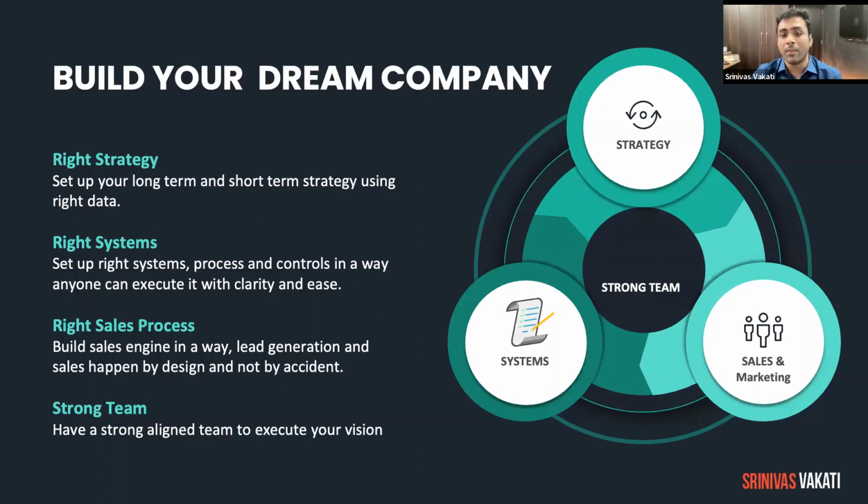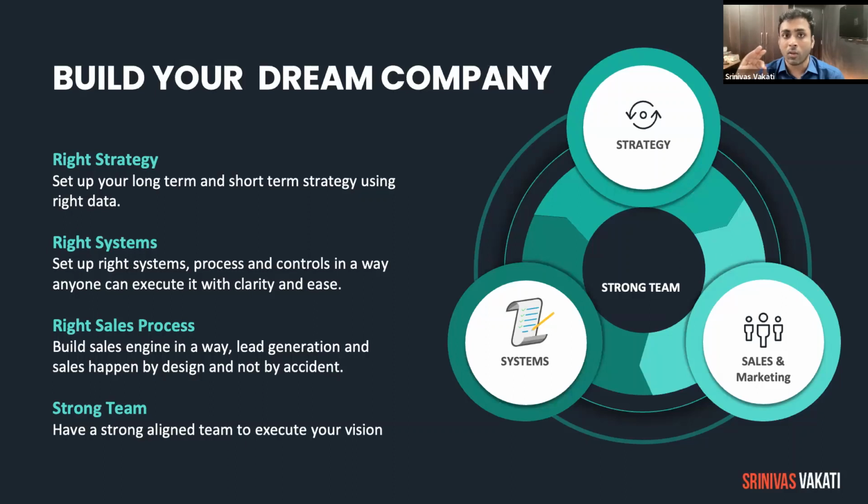Once you have that, the third element is you must have a system in place to get new clients or new customers. You must have a way to generate new leads and get new customers. If you do not get new clients, the growth of the company gets stagnated. And the fourth element is you must have a strong team in your company. The team must be aligned so that they execute the vision that you have set for the company and follow the systems that you have placed. So these are the 4 elements you must have in your business if you want to build your dream company.